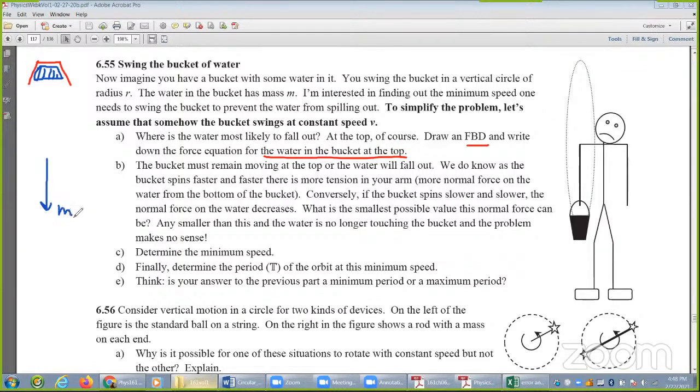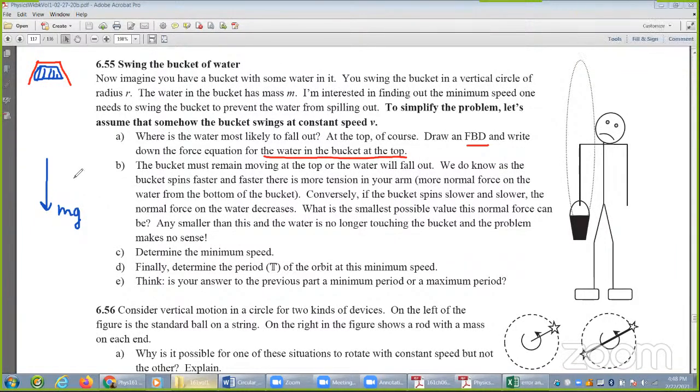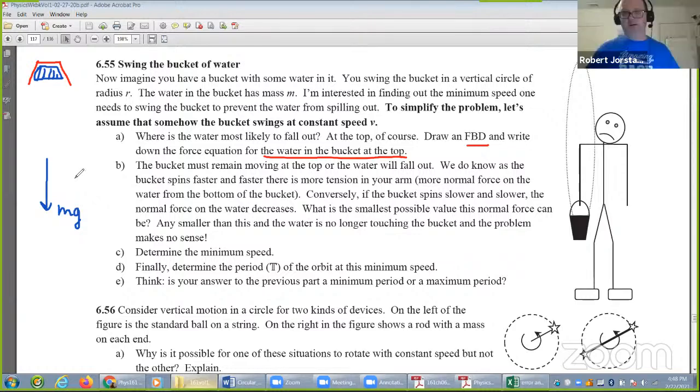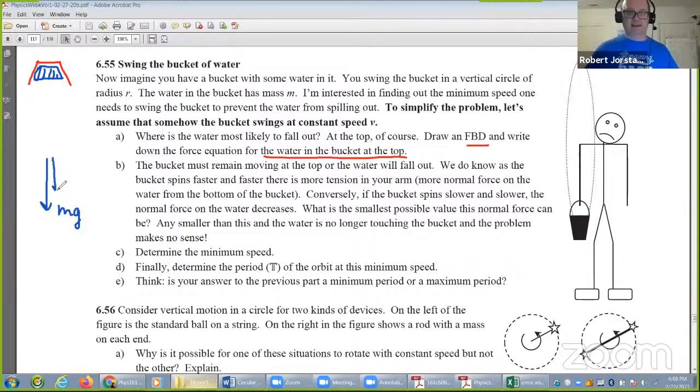What else is exerting a force on the water? Would tension be one of them? So my arm is holding the bucket, and so there's tension in my arm on the bucket. Is that on the water? No. What's actually touching the water? The bucket. So it's a normal force. Which way? Down. I guess I kind of gave it away there by starting to draw, but yeah.